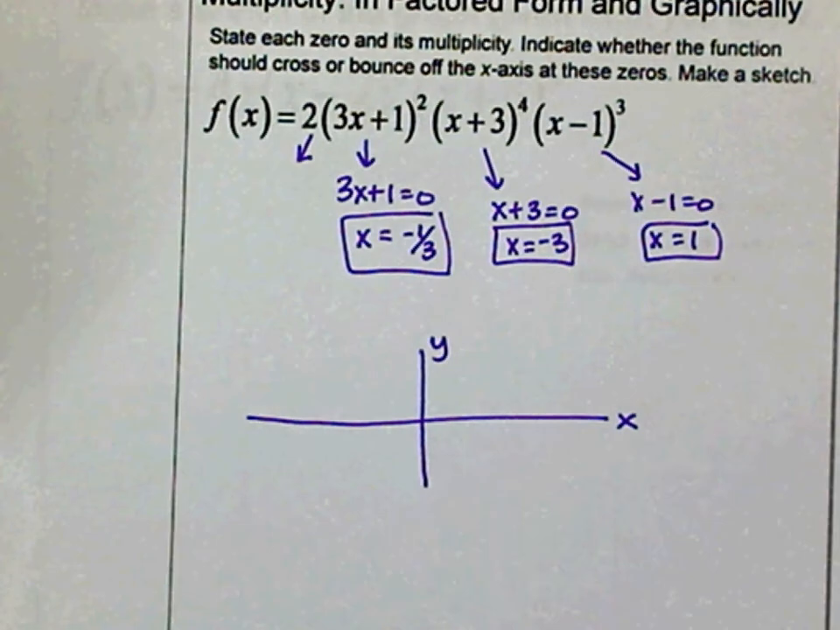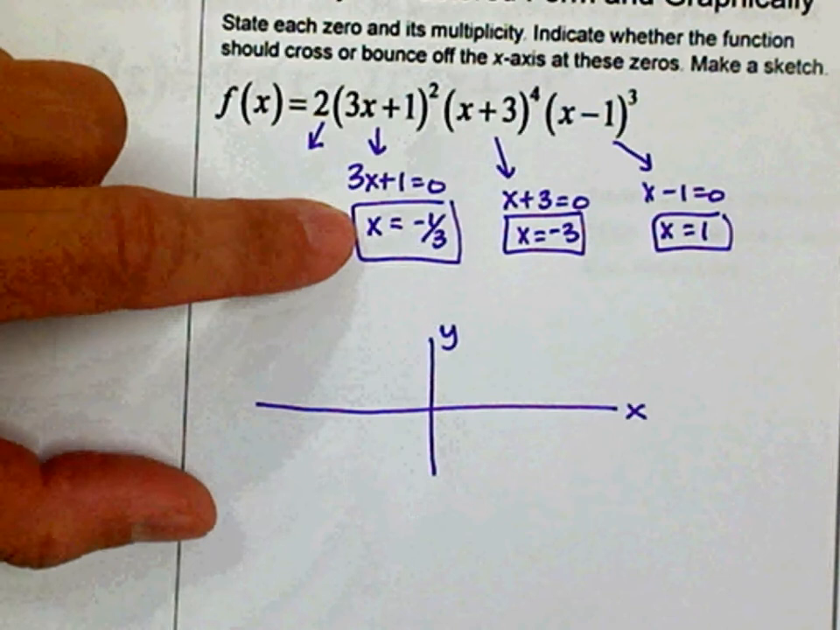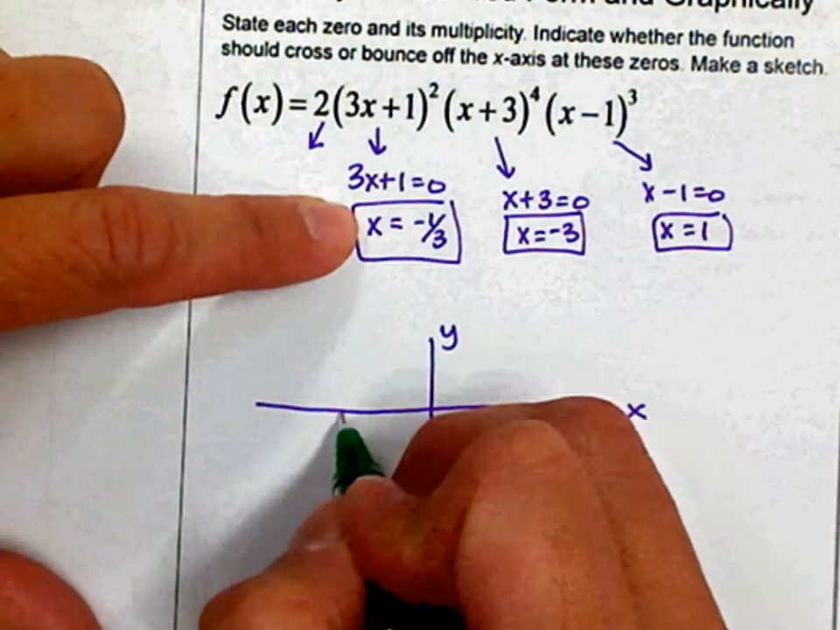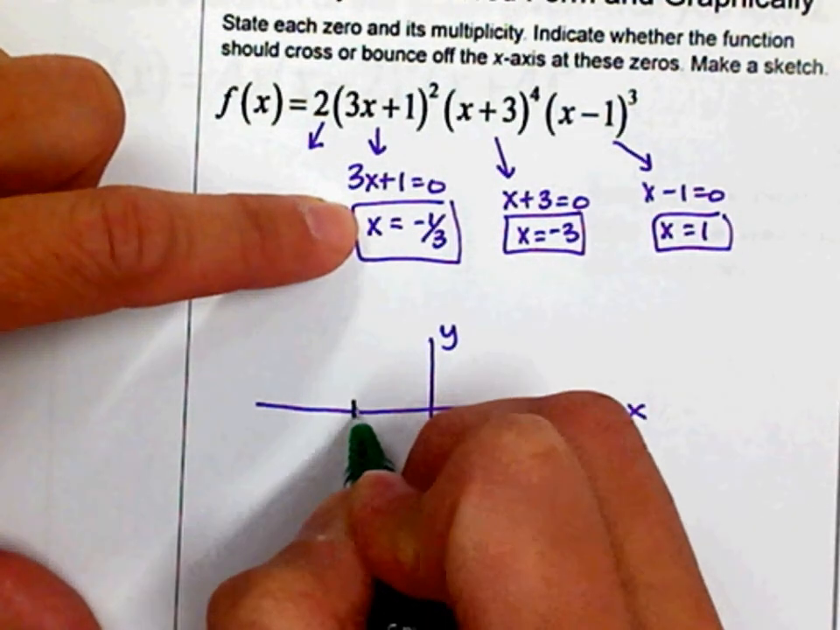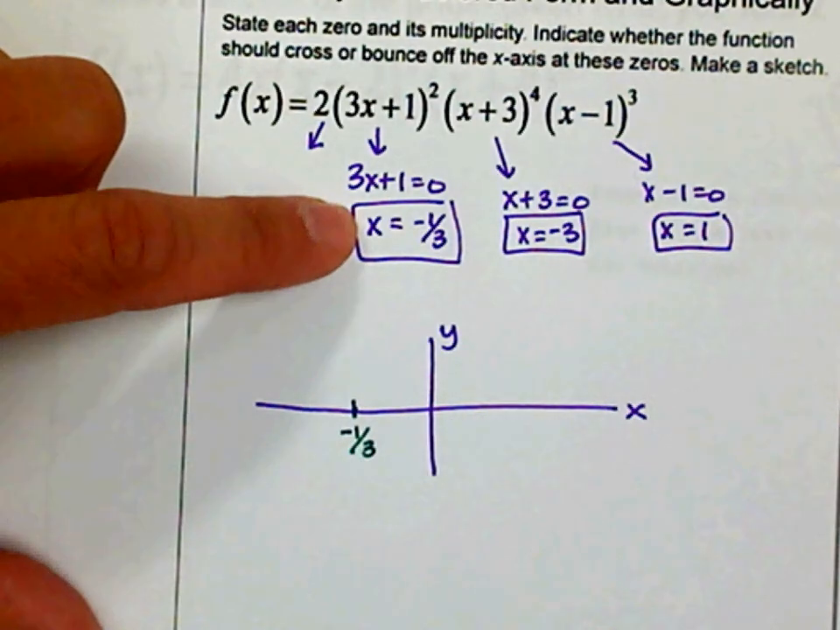Look at this one. Negative 1/3. This is 0. Here's negative 1/3. You guys agree? Right? Take a look at your degree. It's a 2. Cut, slide, or bounce.